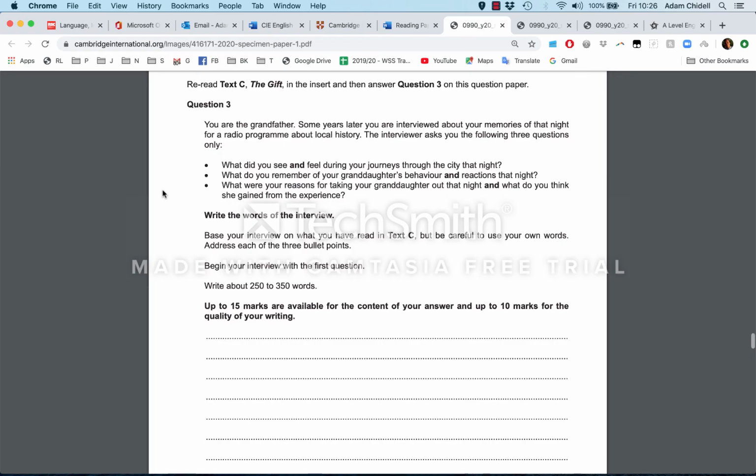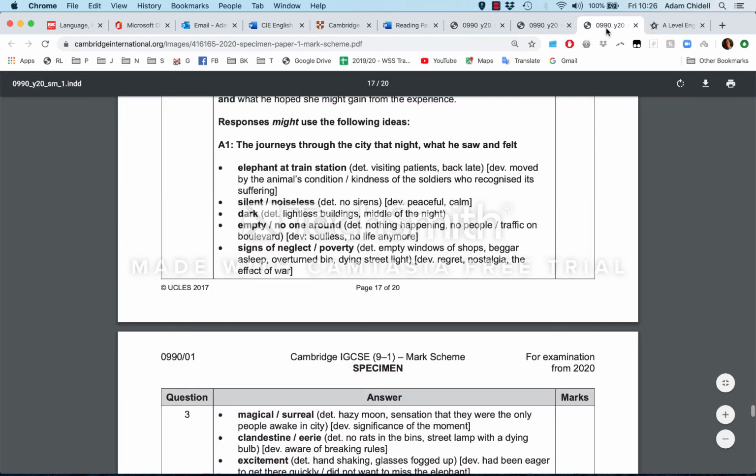Just something like that gives your answer what I would call a ring of authenticity. It makes it sound real, as though it actually is an interview with somebody to whom this happened. So hopefully that's a useful guide to this question.